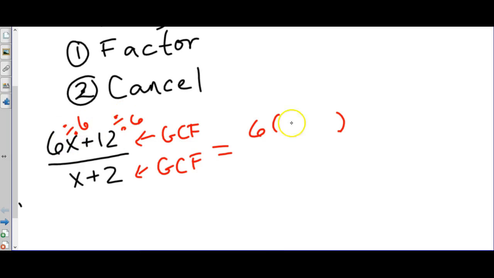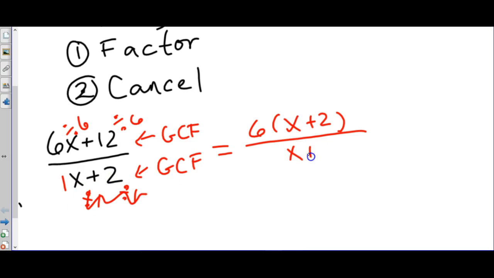6x divided by 6 is 1x. 12 divided by 6 is 2. So now we check the bottom. Is there anything that divides into both 1x and into 2? Well, the only thing that works is 1. When that is the case, we do not need to do the greatest common factor. So we would just leave this as x plus 2.